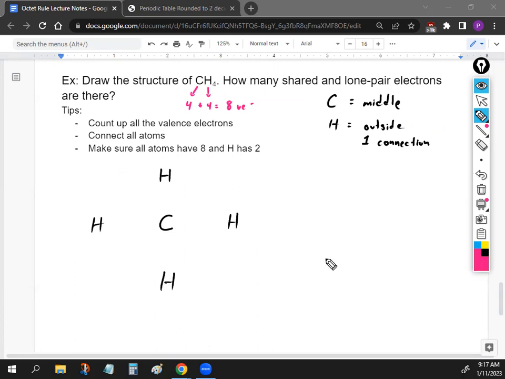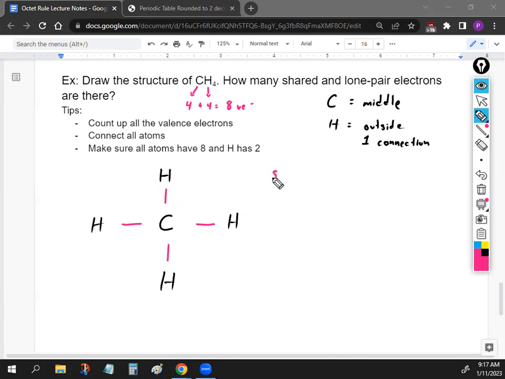Okay, now we need to make sure everybody is connected because it's one structure, right? It's one molecule. So we're going to connect the hydrogen with the carbon, and so on and so forth. If you look at all the hydrogens, they all have one line. So they all have 2 electrons, so they're happy. And if you look at carbon, there's 1, 2, 3, 4 lines, which means it has 8 valence electrons. So this is going to be the structure of CH4.